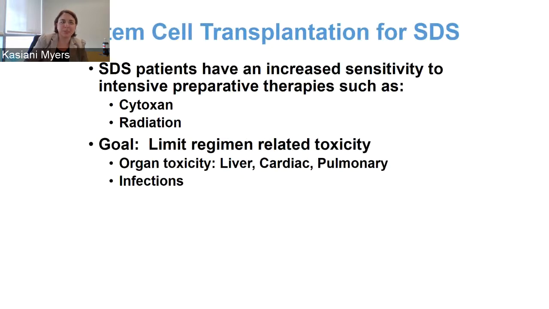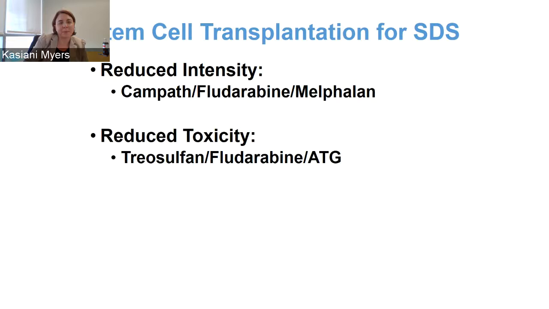So looking closer at changes in transplant therapy, as we've mentioned, patients with SDS do have increased sensitivity to very high intensive regimens, including those containing cytoxan or radiation. And so the goal of these changes was really directed at limiting toxicity. Next slide. So I'm going to discuss two different approaches, one a reduced intensity approach using campath, fludarabine, and melphalan, and the other a reduced toxicity approach maintaining myeloablative therapy but using treosulfan, fludarabine, and ATG. Next slide.